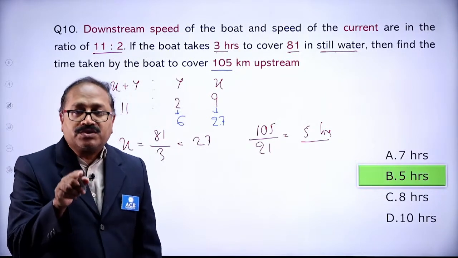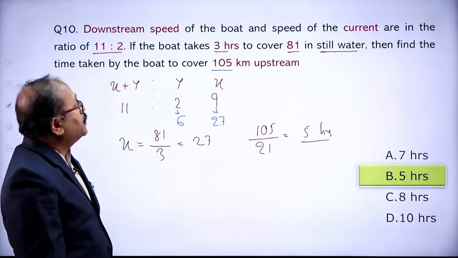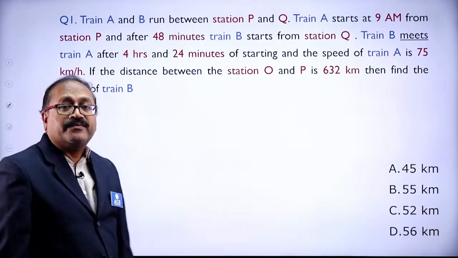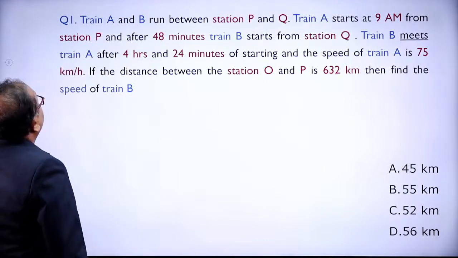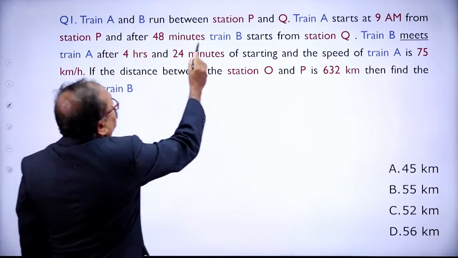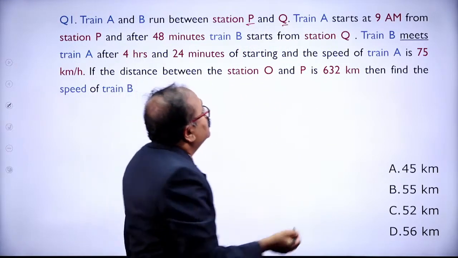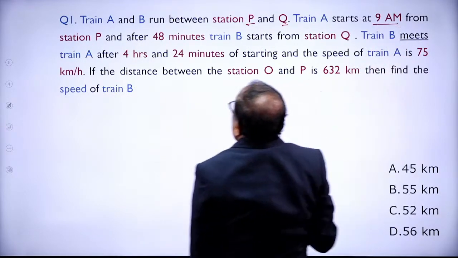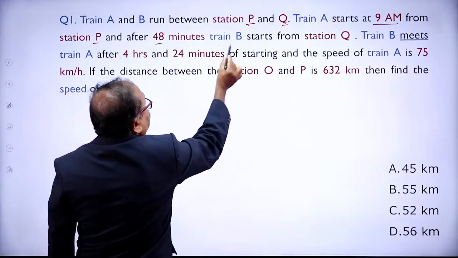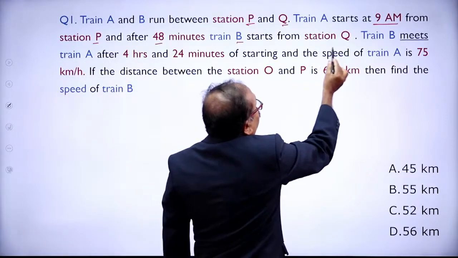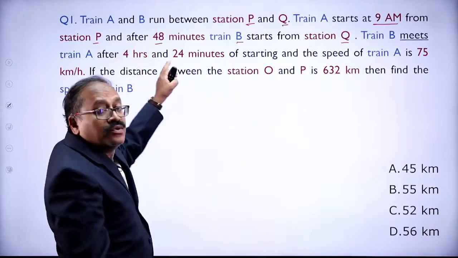Now the most important question, which is a very big learning point, we are going to discuss here. Let's read this question. It says that trains A and B run between stations P and Q. Train A starts at 9 a.m. from station P, and after 48 minutes, train B starts from station Q. After how many minutes? 48 minutes.